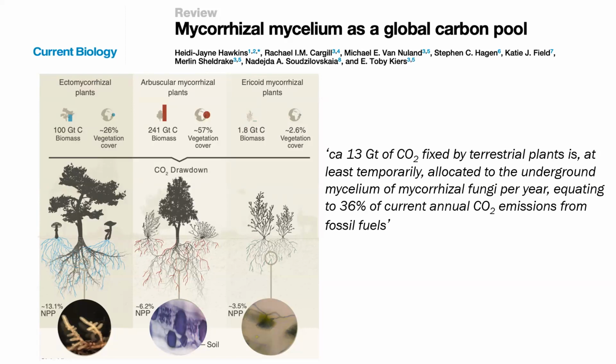So as I said, these fungi are an entry point for carbon into the soil, and they are a huge pool. But they also show that these different mycorrhizal types contribute differently to that carbon pool in soil. And for instance, while arbuscular mycorrhizal plants have a higher biomass and vegetation cover, ectomycorrhizal plants contribute more to that carbon pool in soil.